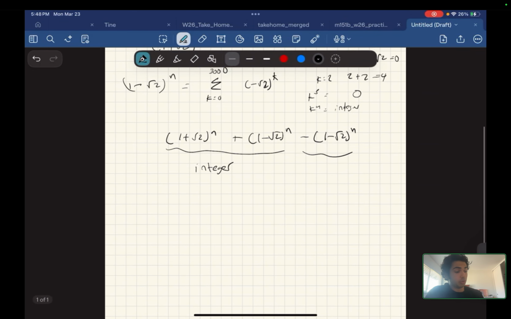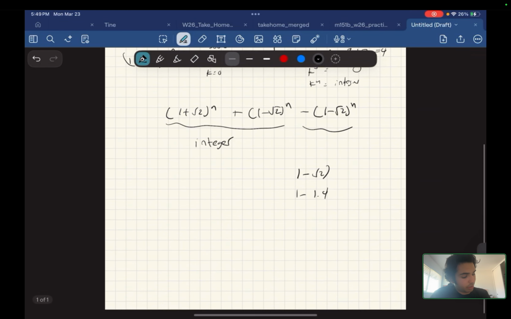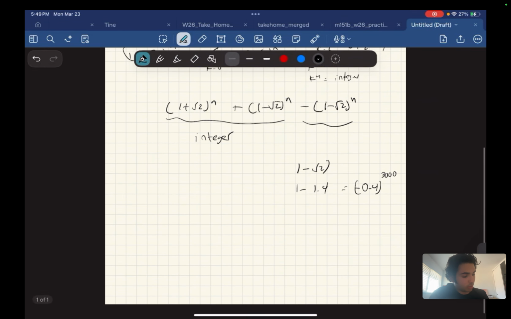What is (1 − √2)^n? It doesn't really matter what the exact value is, because 1 − √2 is like, I don't know, 1 minus 1.4 or something. It doesn't matter exactly what the value is, as you'll see later why. You're going to get like negative 0.4 to the power of 3000. That's going to be an exponential decay, because 0.4 squared is like 0.16, and times 0.4 again, you get 0.064, and it gets smaller and smaller. Eventually you're going to have so many zeros because it's the power of 3000.